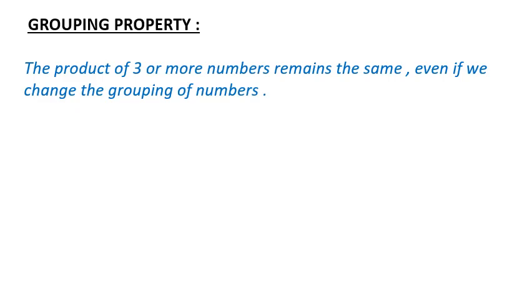Now, our next property is grouping property. The word itself says that we have to make groups. So, when we are making groups, obviously the numbers what we have to multiply will be more than 2, means 3 or more than 3 numbers. So, the product of 3 or more numbers remains the same even if we change the grouping of the numbers. Let us make it more clear by few examples.